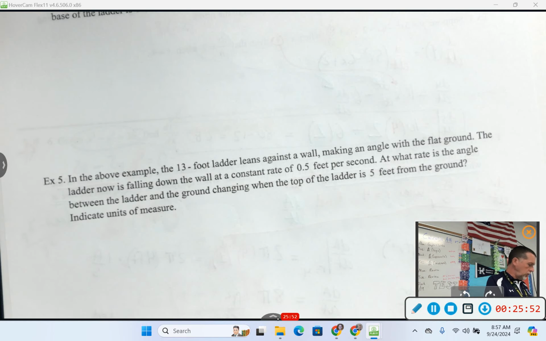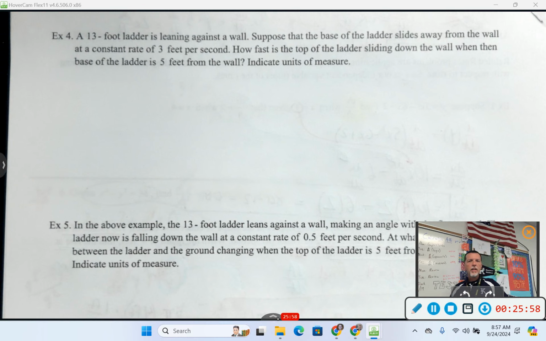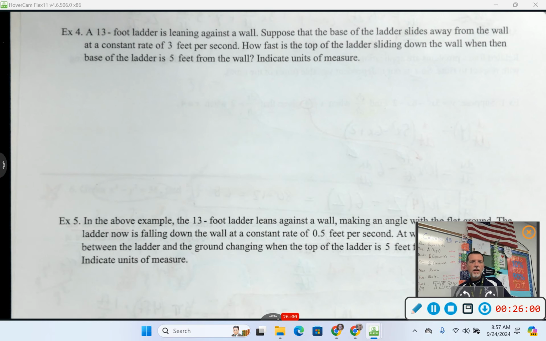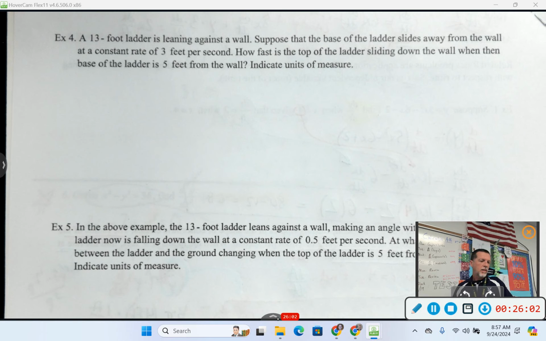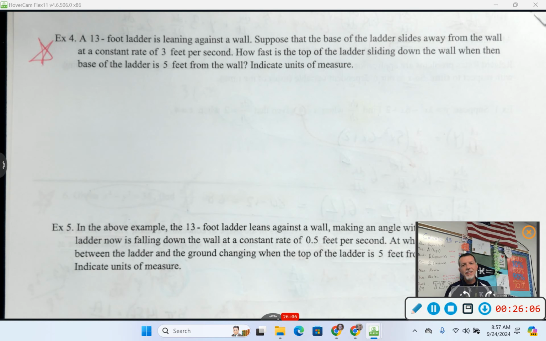Alright, let's do one more. We'll save 5 and 6 for tomorrow. This should probably be a starred problem because the ladder problem is every year on a test, at least my test, and then frequently on the AP test. So it's an important problem.